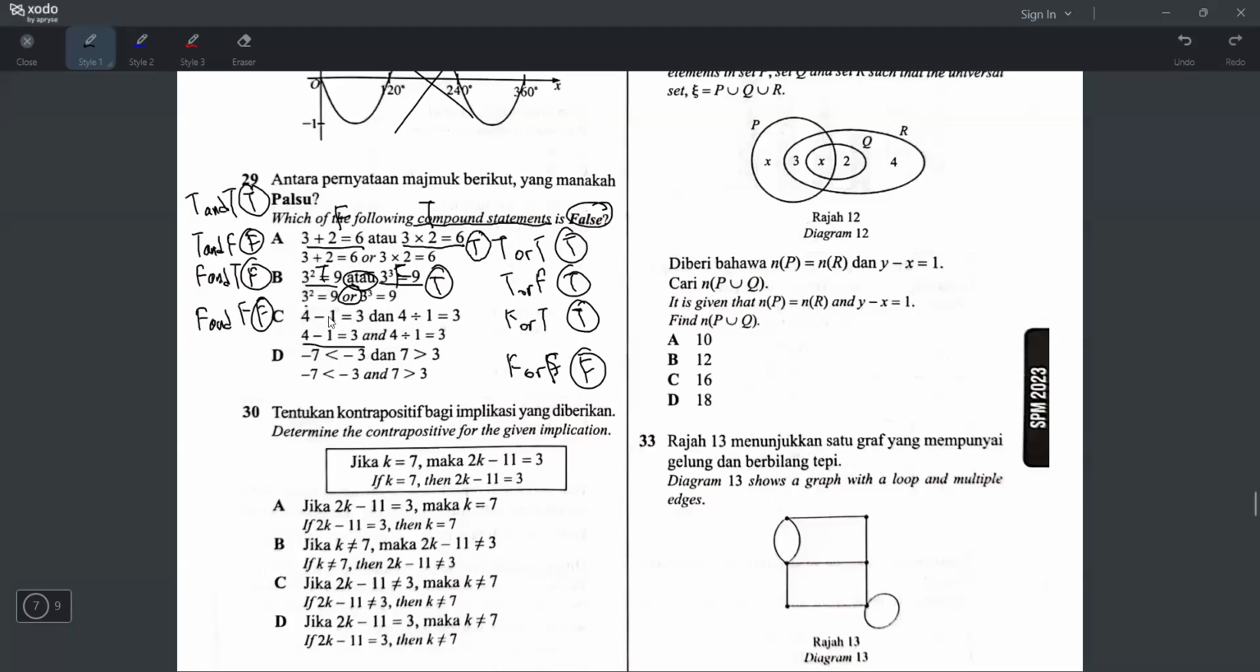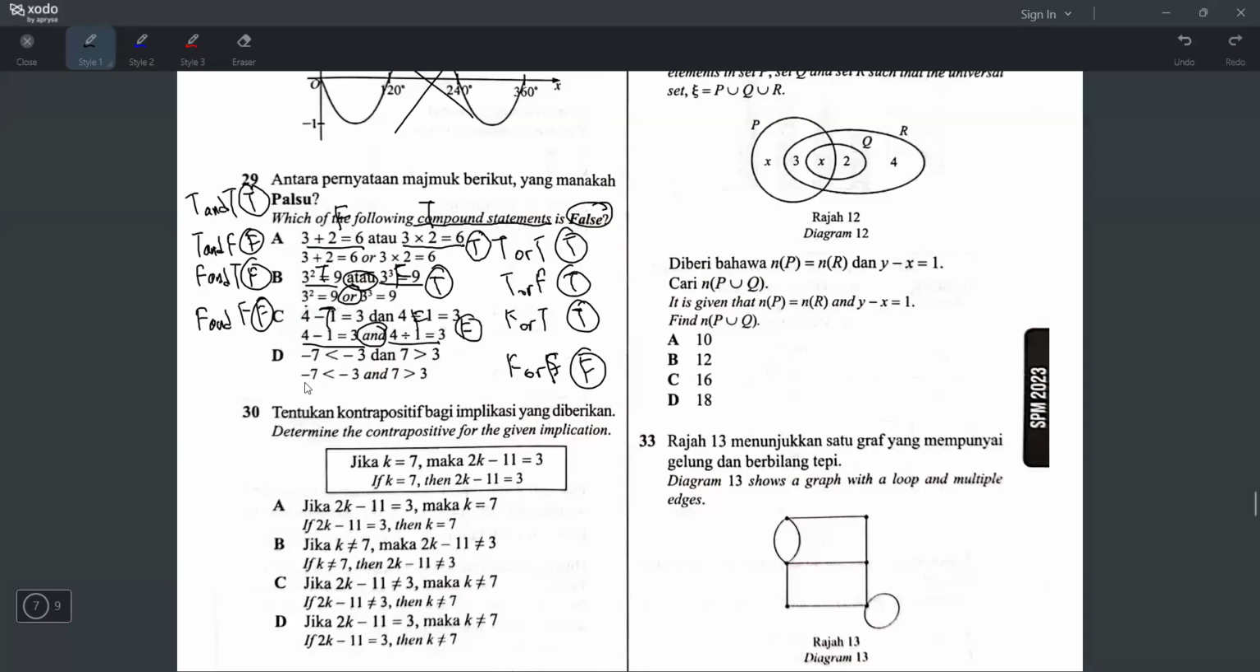Okay, what about C? 4 minus 1 is 3. This is true. Ya, betul. 4 divide 1 is 3. This is false. Yeah, because 4 divide 1 is 4. And then dia guna perkataan and. Okay, kalau and saya dah cakap dia kena dua-dua true baru boleh true. So yang ni ada tak dua-dua true? Tak ada. So dia adalah false.